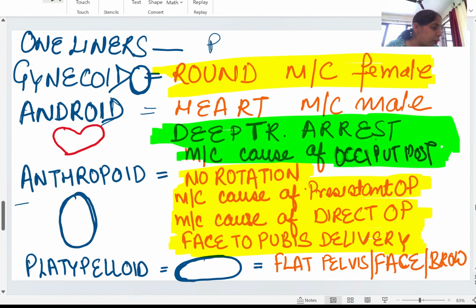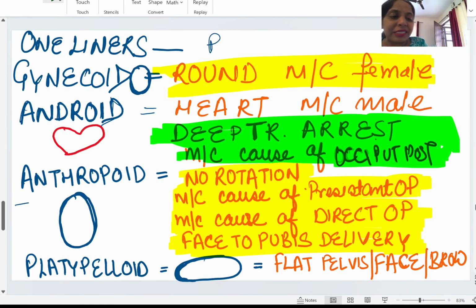Now in the anthropoid pelvis, because it is antero-posteriorly a vertical oval. So in this occipito, very good Dr. Rakesh, very good Dr. Isra. So just tell me, what are the conditions which are common in anthropoid pelvis?